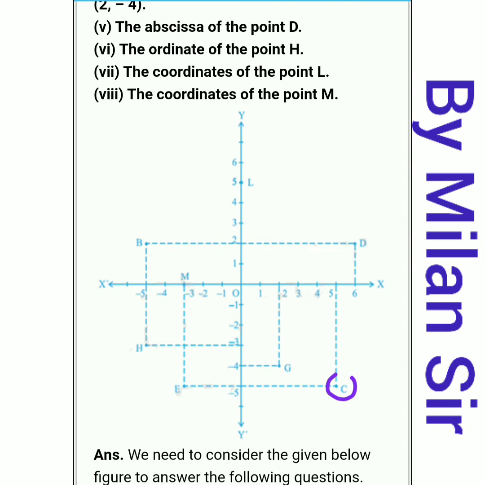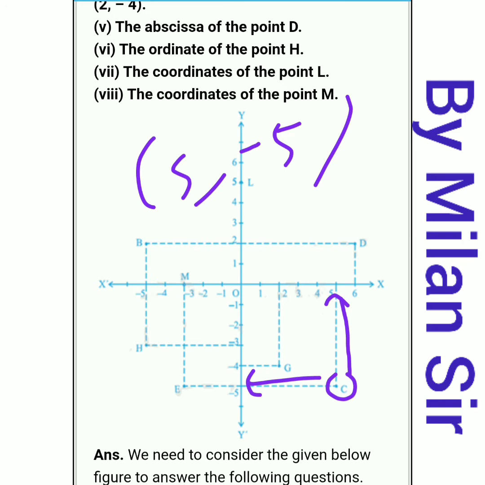C is present here. First of all, we need to see on the x-axis, 5. So we need to write 5, and on the y-axis we have minus 5. So 5, minus 5, this is the answer.